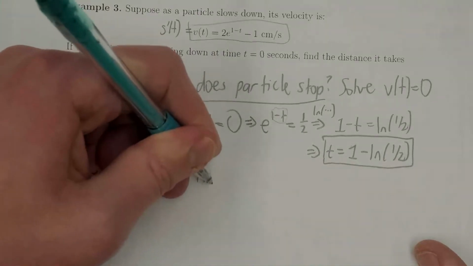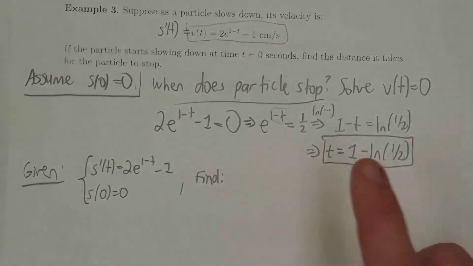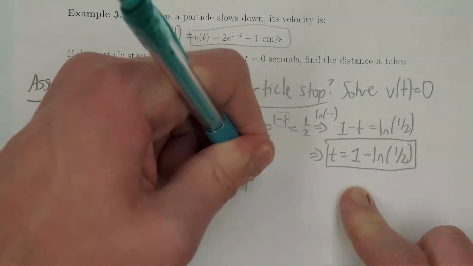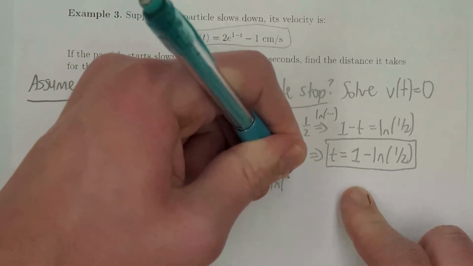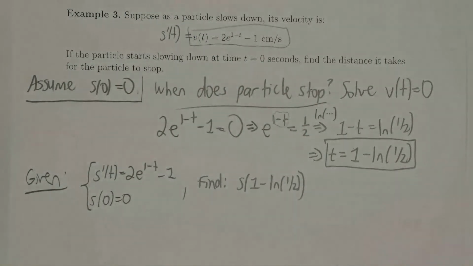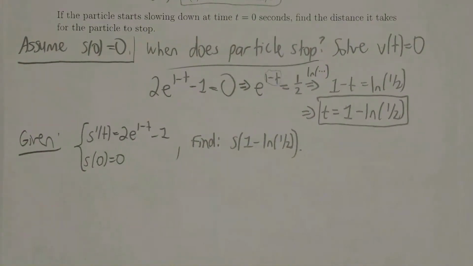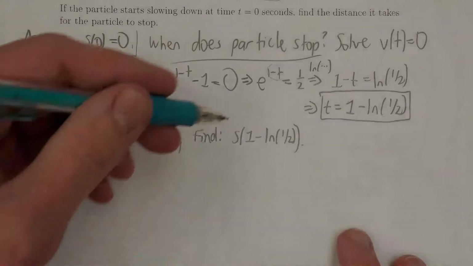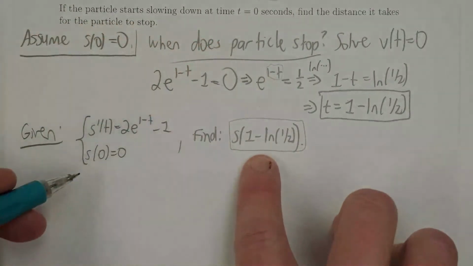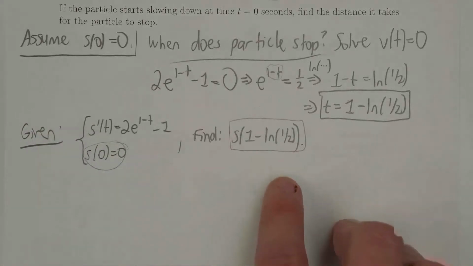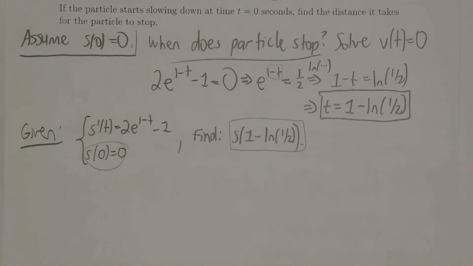So basically now all we have to do is figure out where the particle stops. Essentially we've got to figure out s of 1 minus natural log of 1/2. We're trying to figure out this value here, but we're given s of 0 as well as the derivative. If you recall from last time, there was a trick that we used to do that without having to find the actual function s of t. Do you remember what we did?